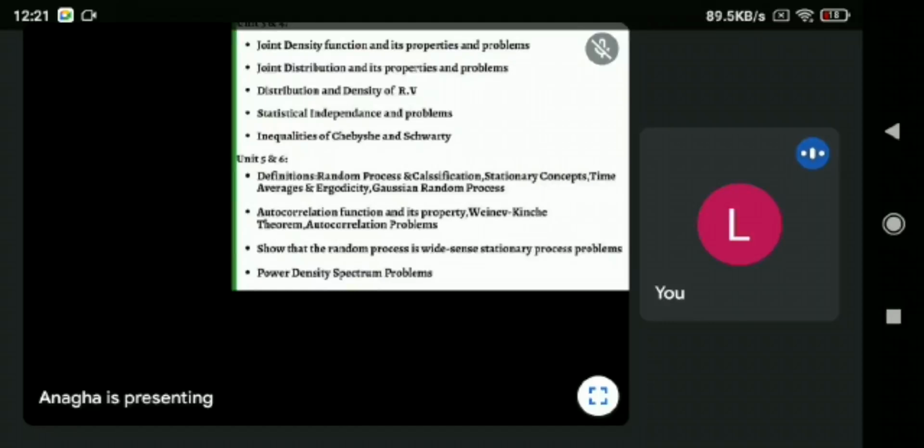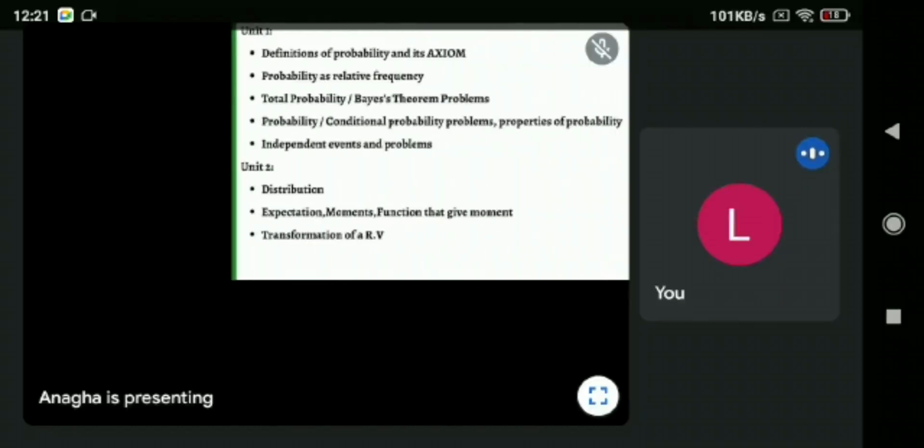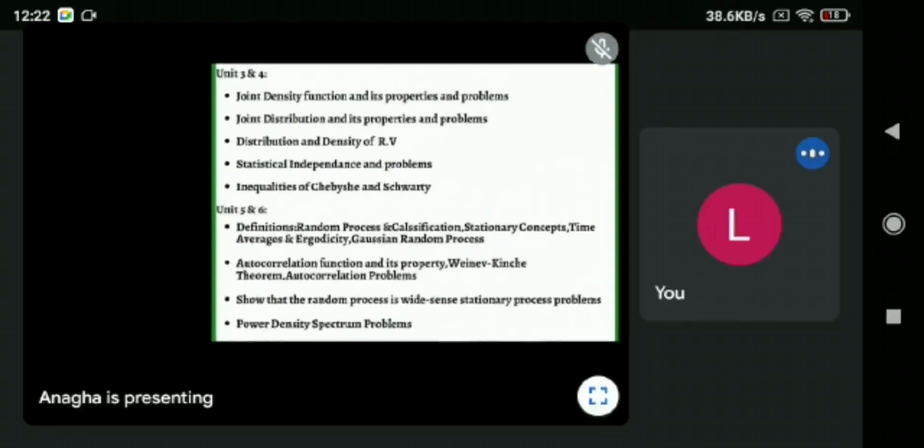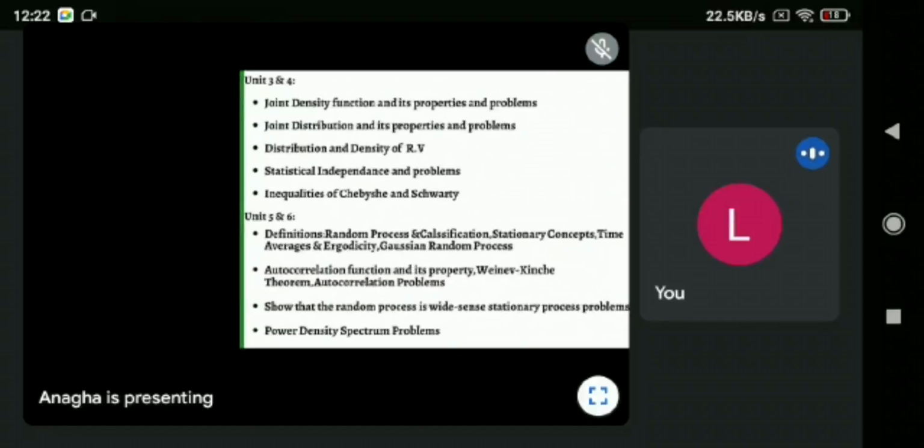A function is given in distribution function form, where you need to convert it into the density function, and the next one is about wide-sense stationary process, power density spectrum, and classification. What we have observed is that most of the questions were from units 3, 4, 5 and 6, which you need to concentrate more upon, which are very easy topics too. If you just know the formula, you can keep on doing the sums and their applications.